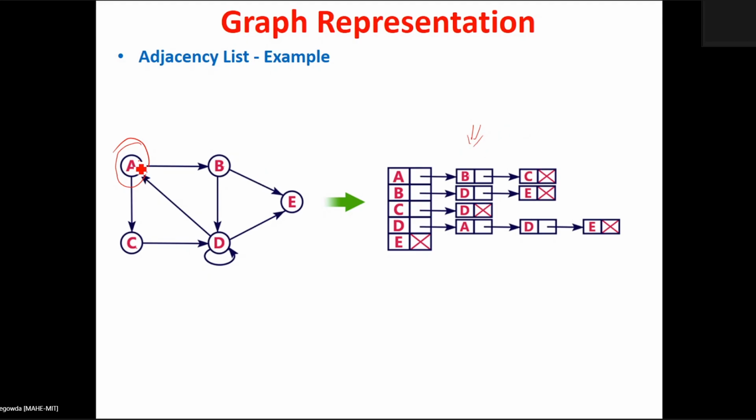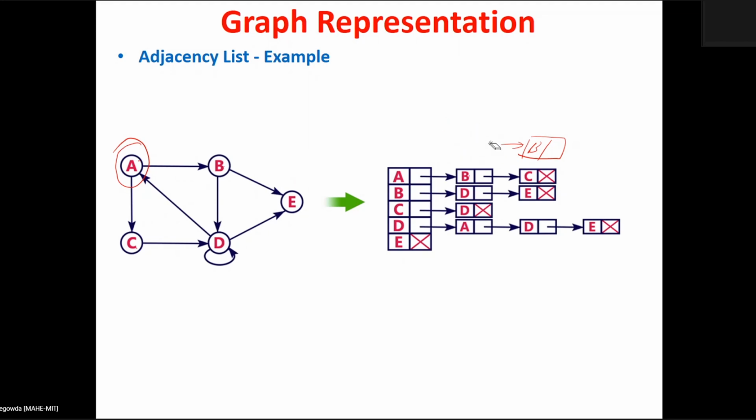For example, if you look at A, A has directed edges to C and also to D, so it is wise to represent this one with A connected to B first, then to C. Writing C first and then B may also be correct, but you must follow the typographical order here, that means alphabetical order in this case.